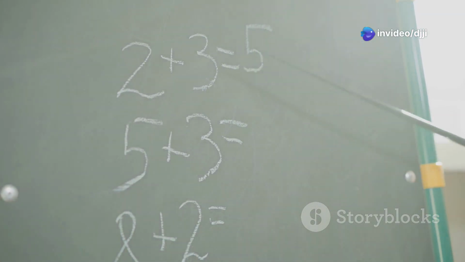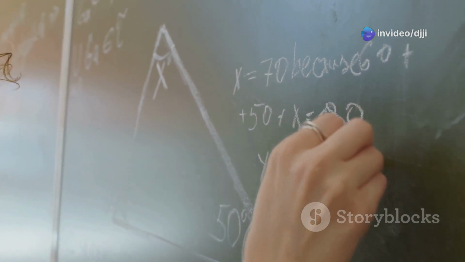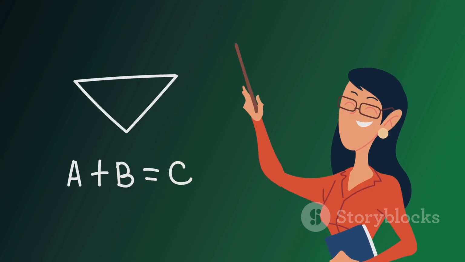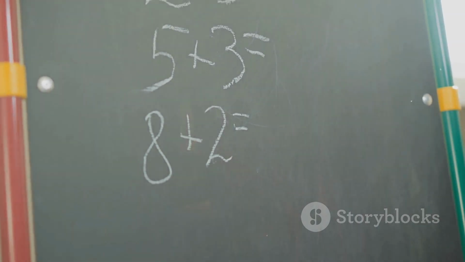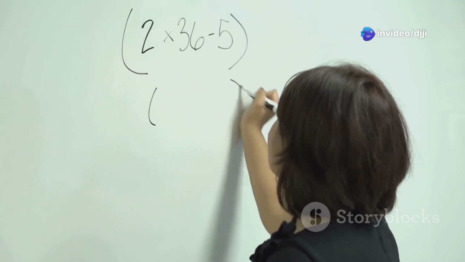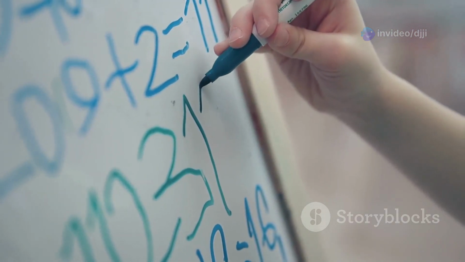Easy peasy. But what if the denominators are different? Like trying to add 1/3 and 1/2? That's where finding the least common denominator, LCD, comes in. The LCD is the smallest number that both denominators divide into evenly. In our example, the LCD of 3 and 2 is 6. We need to rewrite each fraction with 6 as the denominator.